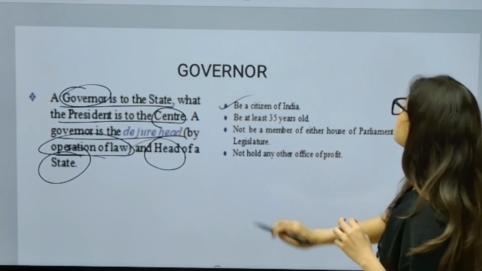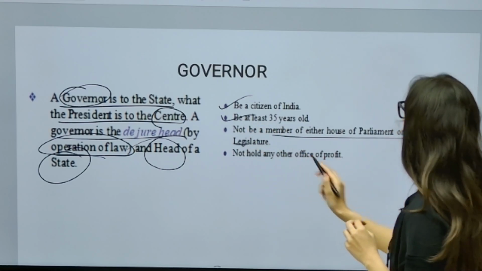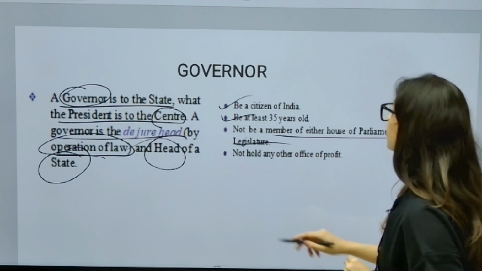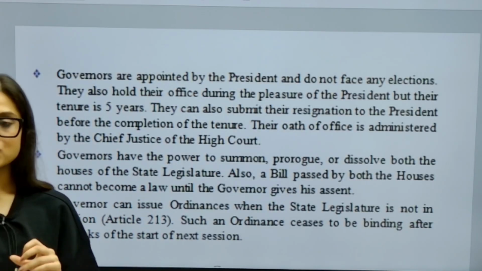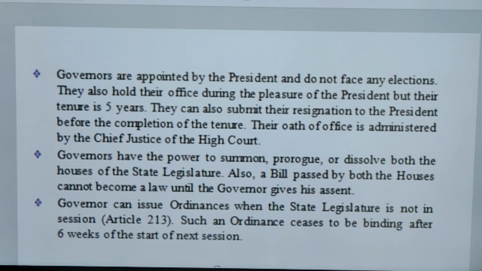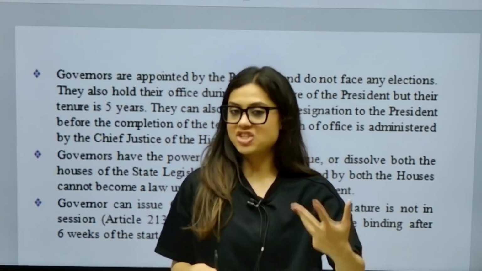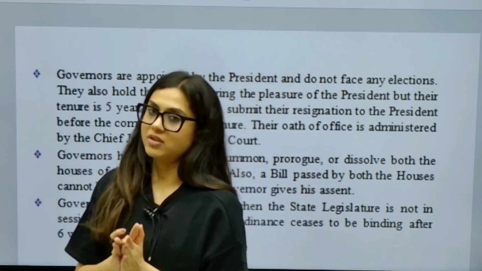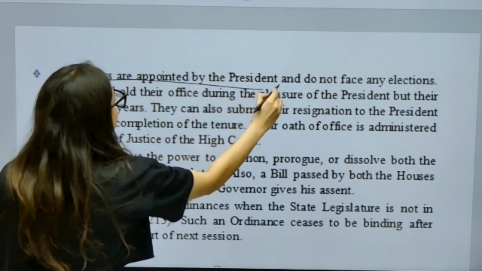He must be a citizen, 35 years of age, not a member of parliament, not of any state legislature, and not hold any office of profit. Okay, every state has one governor, and union territories with legislature have lieutenant governors, LG. So they are appointed by the president.